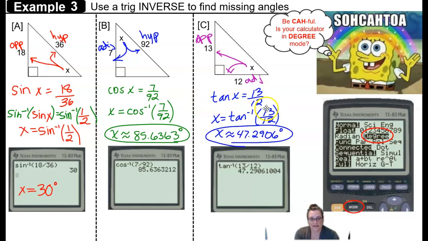We take the arctangent of both sides, and x is exactly equal to the arctangent of 13 over 12, which is approximately 47.2906 degrees, rounding to 4 decimal places.